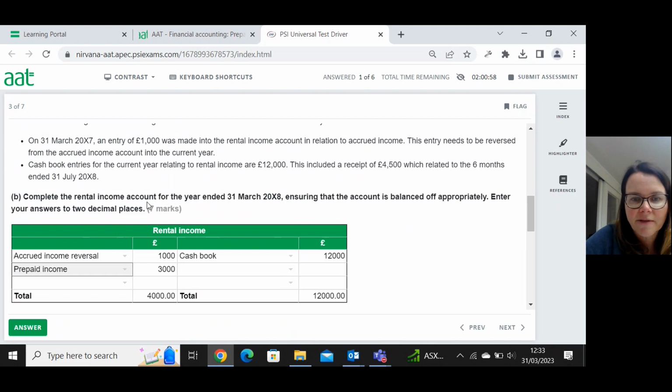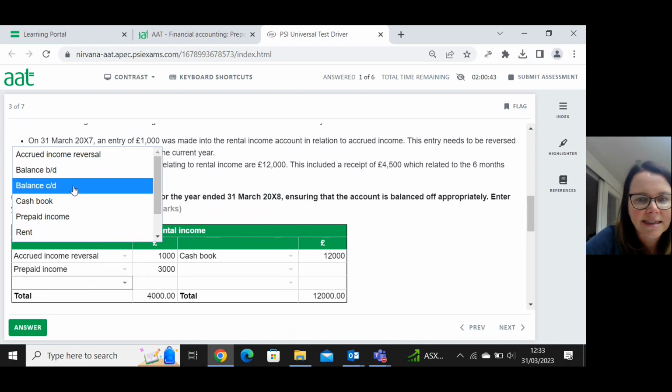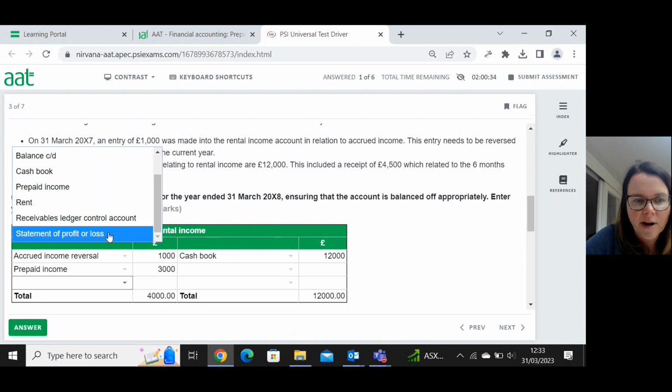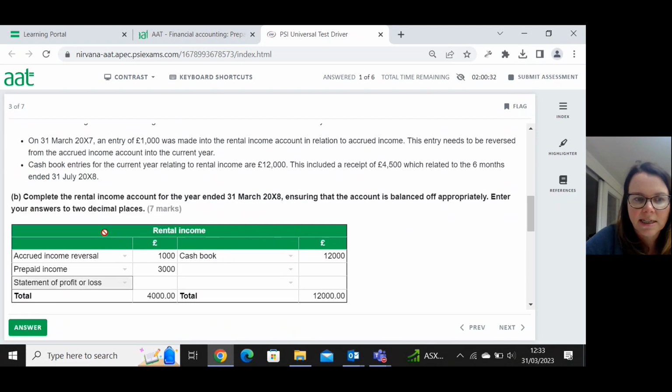I can then complete the rental account, ensuring that the account is balanced off appropriately. So that's a little bit misleading. You might think, oh, I've got to put balance carried down in there, which, let's see if it gives you that as an option. Yes, it has, because it's used the word balanced off, but this is a rental income account. So we know that the appropriate thing to do is to send that balance to the statement of profit or loss.